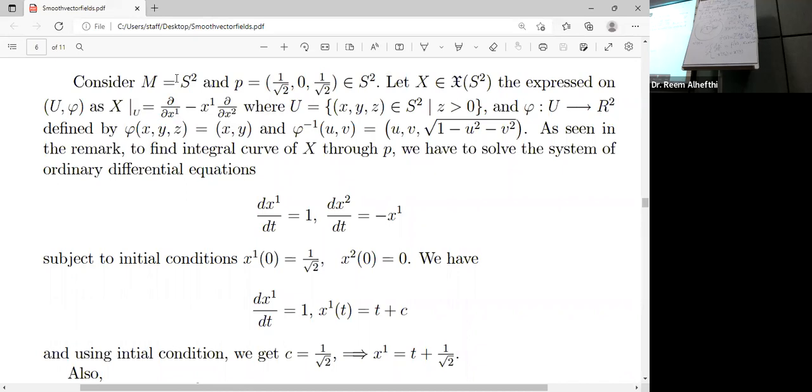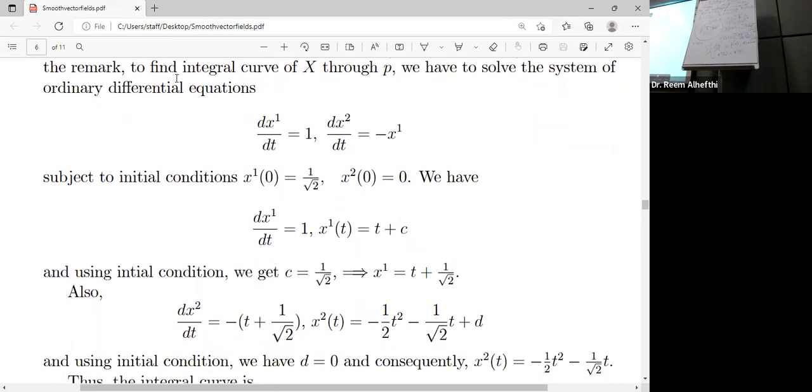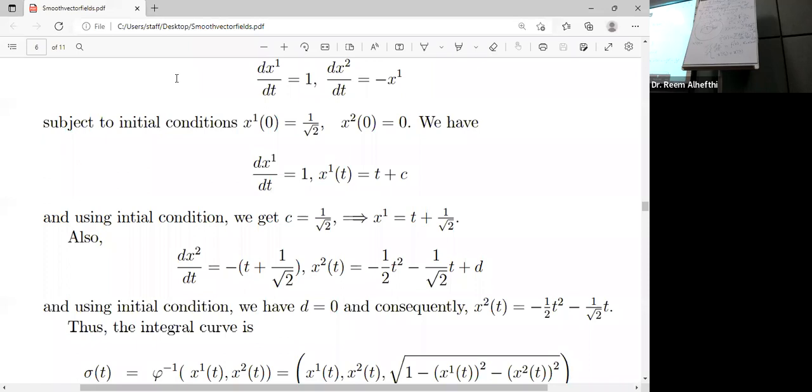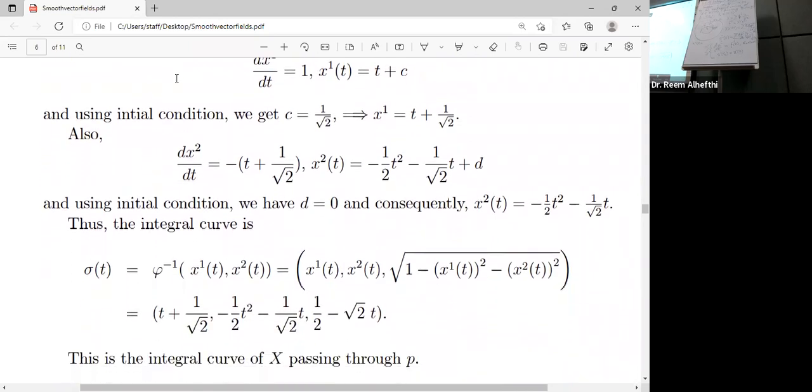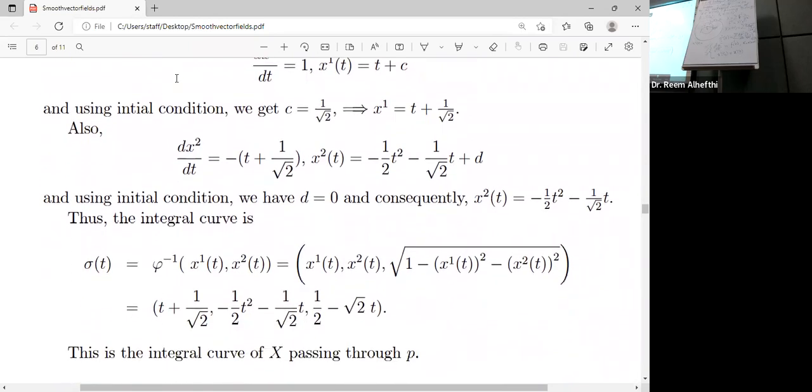And subject to the initial condition, x1 at 0 will be this, and x2 of 0 is, because this is xy, so it is 0. If we solve this system of equations, the first equation gives you x1 equal to t plus square root 2, and second, x2 of t is found as minus half t squared minus 1 over square root 2.